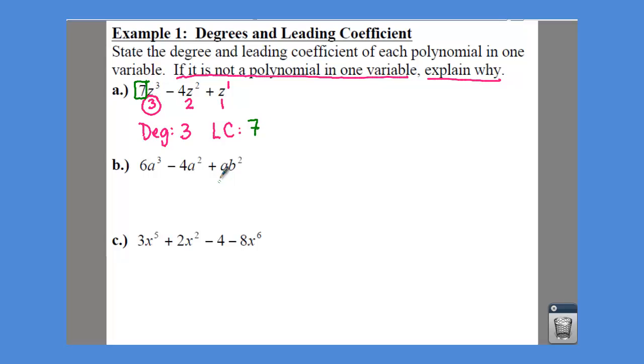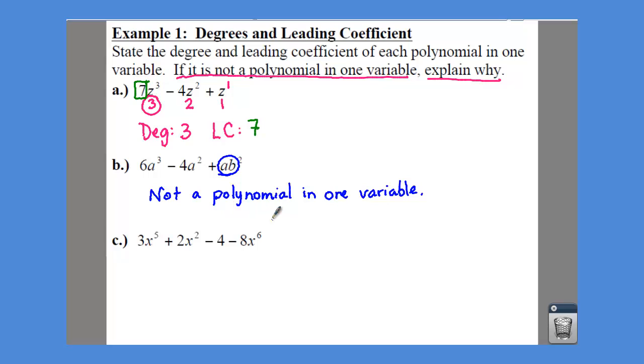Now the problem with B though is, if you notice, we have 2 variables. So if you have 2 variables here, this is not a polynomial in one variable. So if it is not a polynomial in one variable, then you cannot find your degree or state your leading coefficient.